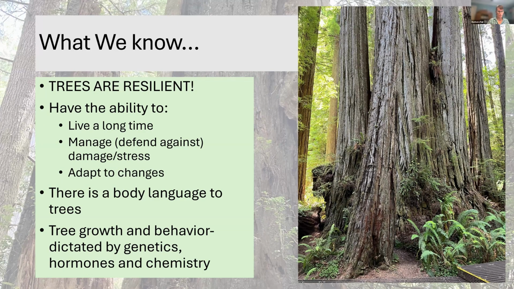We think about different species, how they grow, their genetics. So yes, different species grow different ways, but all plants have hormones and other chemistry that help dictate what happens in that plant, particularly when it comes to stress.